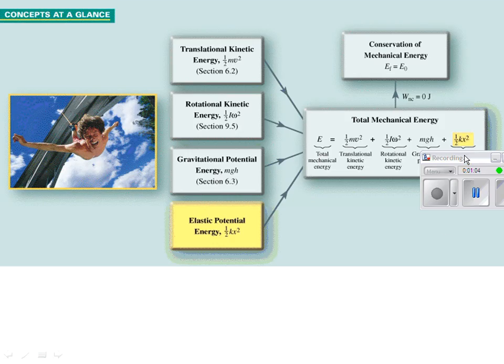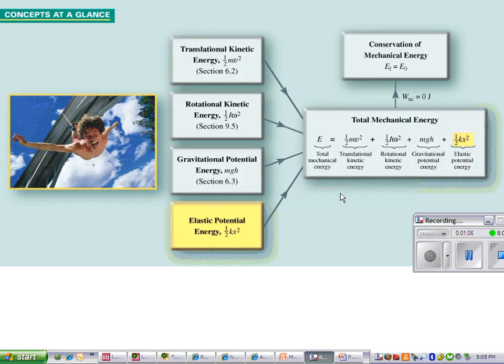Here is the total mechanical energy that we will come across. Total mechanical energy that we've studied so far is 1/2 mv squared, the translational kinetic energy, 1/2 I omega squared, the rotational kinetic energy, mgh, the gravitational potential energy, and 1/2 kx squared, the elastic potential energy. That's our new potential energy. So now we have a new energy that we can work with when we deal with conservation of energy.